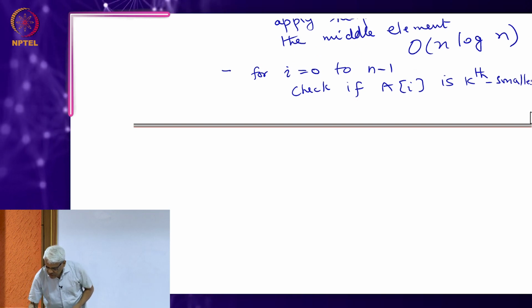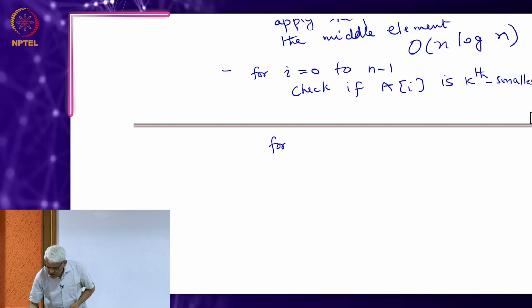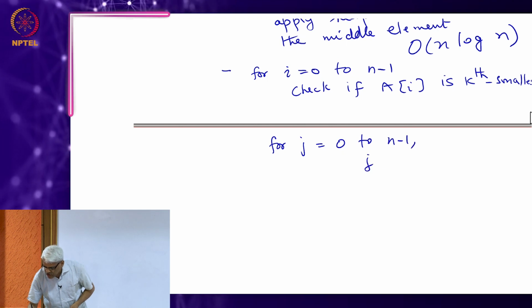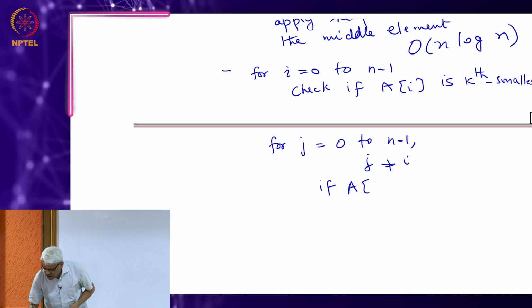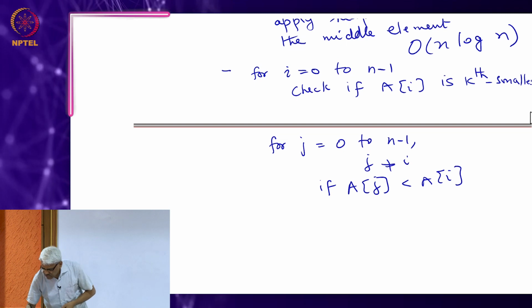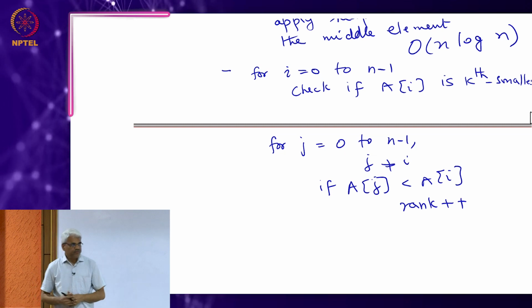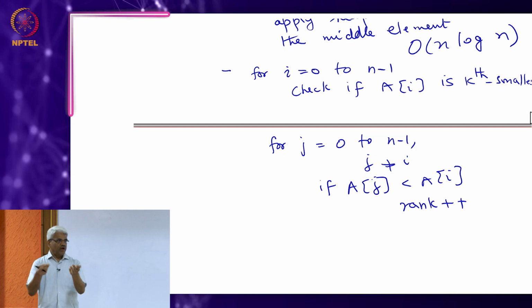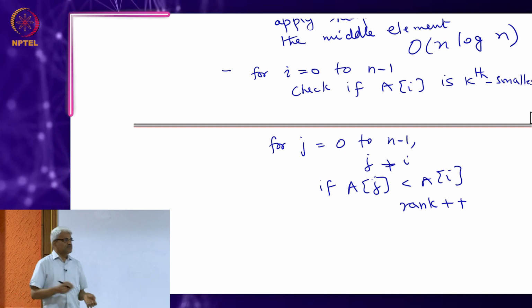And how do I check this? For j going from 0 to n minus 1, j not equal to i, if a_j is less than a_i, let's say there is a counter called rank, initialized to 0, I increment it. And if the rank turns out to be k minus 1, then I know it's the kth smallest. Right? Now how much time does this algorithm take?